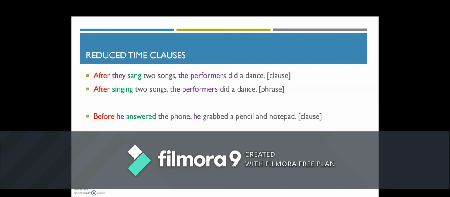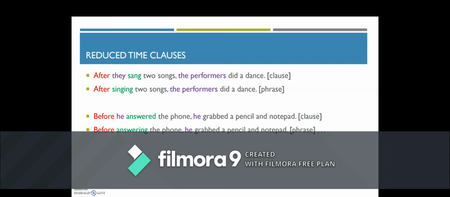Another example. Before he answered the phone, he grabbed a pencil and notepad. We have two clauses here, right? Now, we can omit the subject because the subject is the same in both clauses. And we can use the present participle of answer, which is answering. So before answering the phone, he grabbed a pencil and notepad.